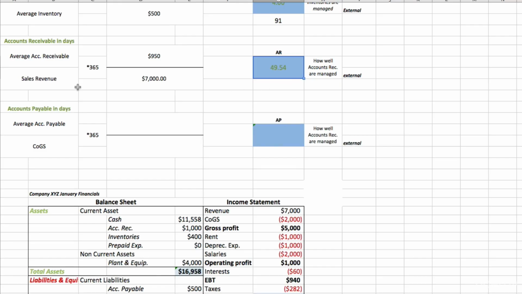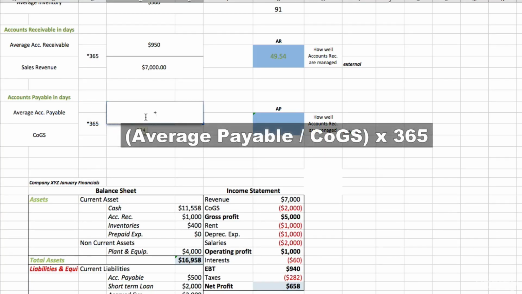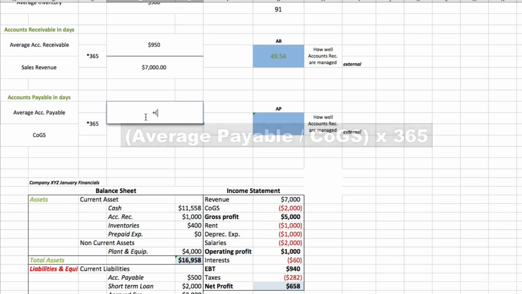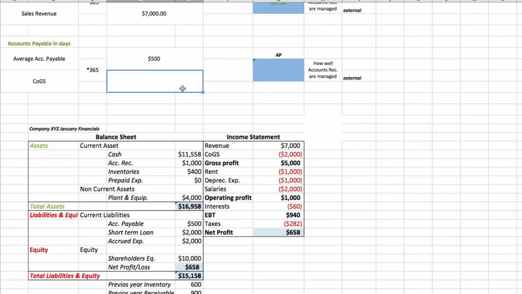Now, let's look also at our third measure here, the accounts payable in days. This is given by the average accounts payable over the COGS multiplied by 365. So our average accounts payable is the accounts payable from the previous year balance sheet plus the current one that we have on our balance sheet today, divided by 2. And then, of course, we want to strike the relationship over the cost of sales, and then we want to make this number positive. As you can see here, we have 91 days.